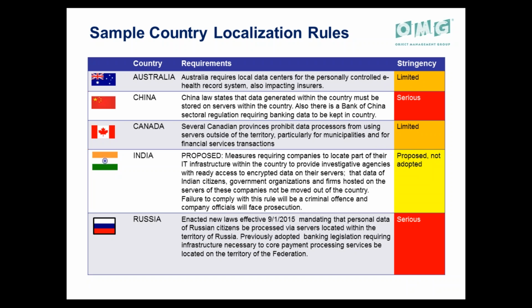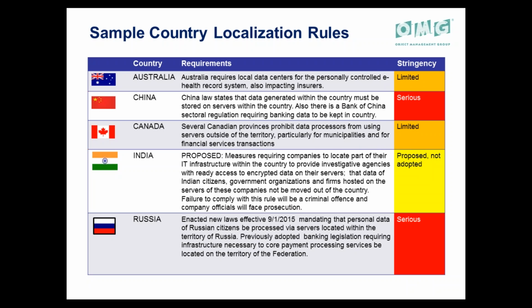In some cases, we have a very strict law, such as China, where the law states that data generated within the country must be stored on servers within the country. Very clear, there's no exceptions to that. There are also some new laws in Russia which mandate that personal data must be processed in servers located within the territory. Again, very clear. In other cases, there are countries that have laws that are sectoral and applied on a more limited basis, or they may be proposed.